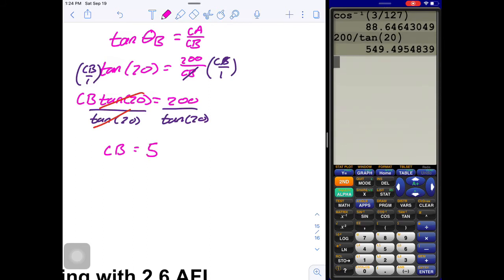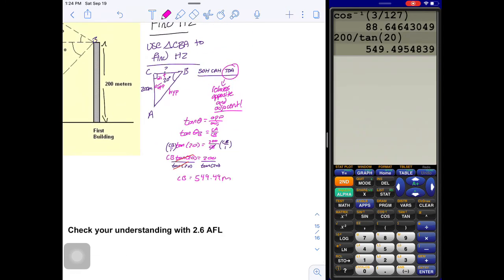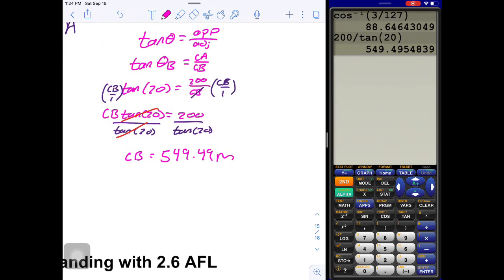And that gives me 549.49, and what's this measured in? Meters. Okay, I'm not going to round this because we're just going to use this value again. So I'm actually going to store this in my calculator as A.